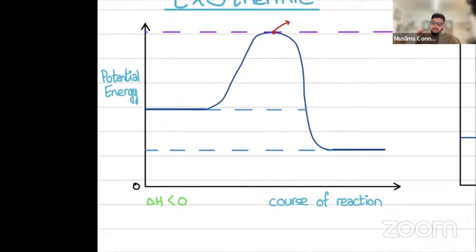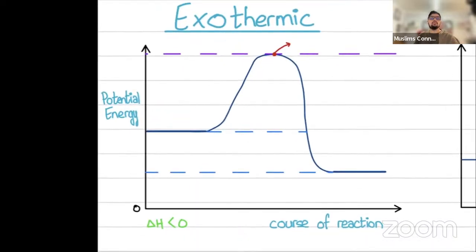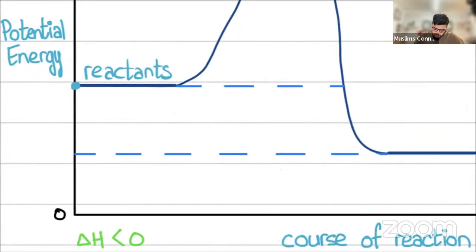Now, the particular one we're dealing with is exothermic, and I'm going to show you why it is exothermic. First things first, at the start of the reaction, we always have our reactants. So right here is where the reactants are situated. And this is actually the energy of the reactants represented here. Okay, so from here to here, this is the energy of reactants.